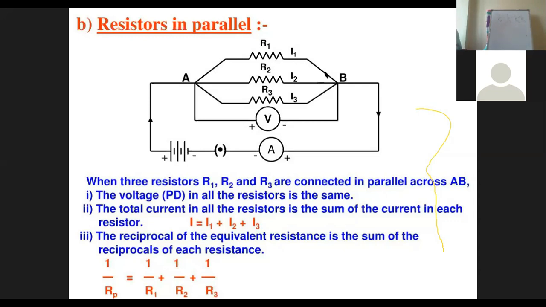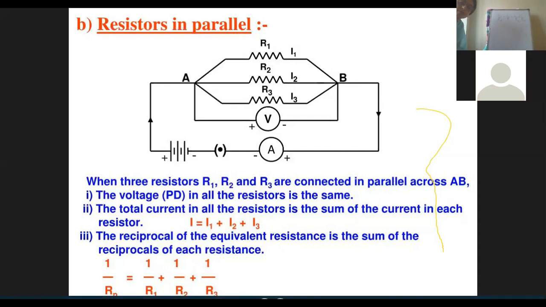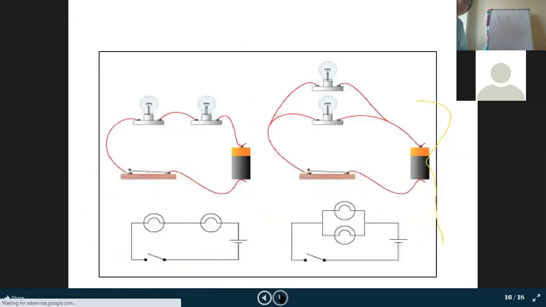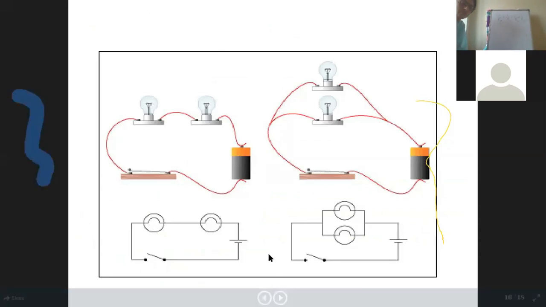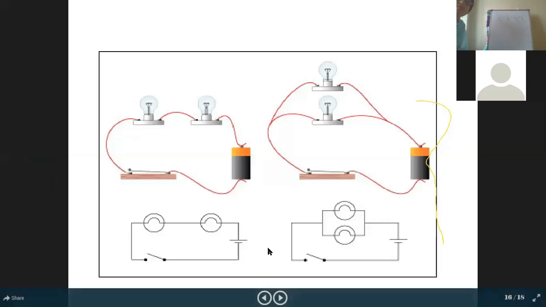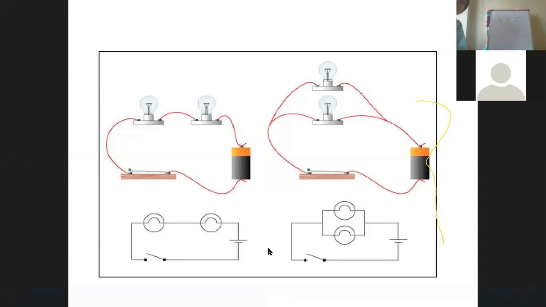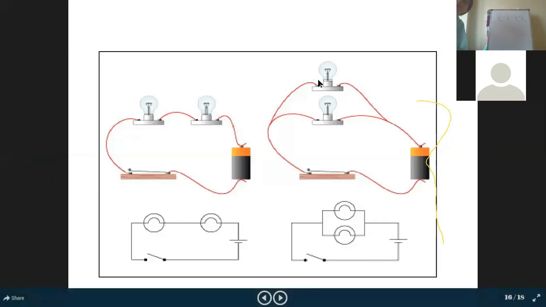Now today, what is our topic for discussion? Today, the topic for discussion is the heating effect of current. And what is meant by heating effect of current? For example, there are two resistors shown on your screen. In one the resistors are connected in series, and in another the resistors are connected in parallel. Now when the current flows through the resistors, what happens to it?